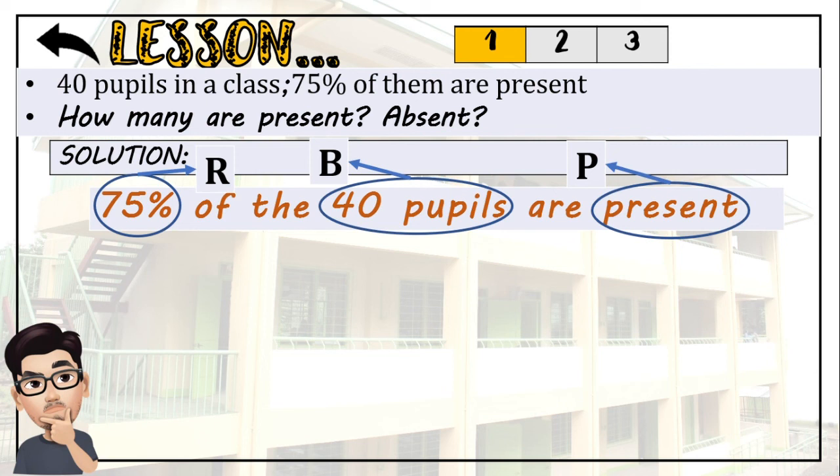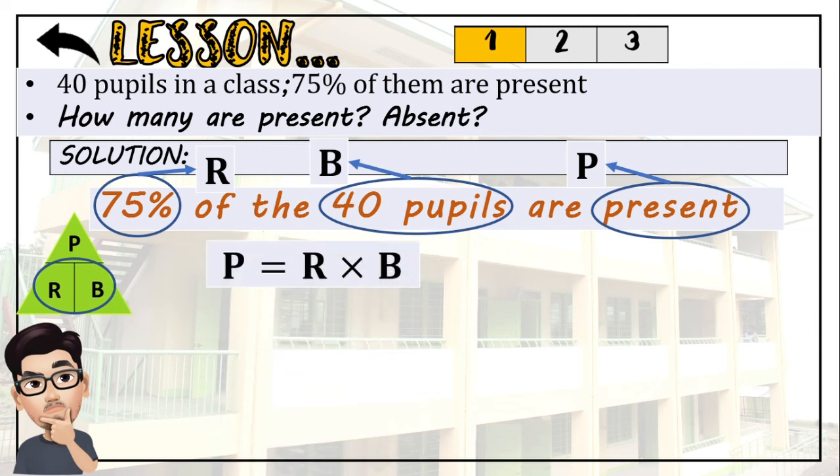Basta tandaan nyo lang yung keywords na of tsaka yung is and are. And usually, ang base ay mas malaki sa percentage. So, now, let's proceed to identifying the formula. Since ang nawawala ay percentage, so from our triangle, we need to multiply the rate and the base. So, percentage equals rate times base. So that will be P equals 75% times 40.